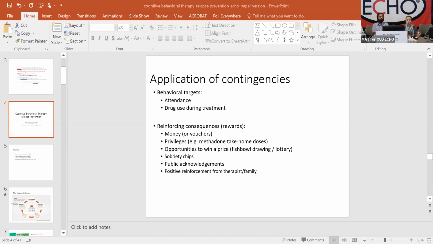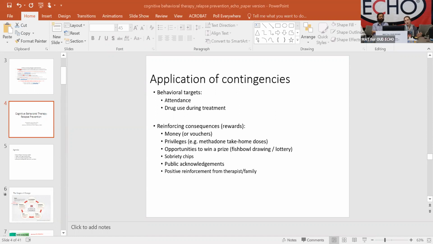So what would you like to target? Is it maybe coming to your appointments, or is it maybe avoiding use? And how could we sort of reinforce that? There are a bunch of different ways that you can do it in-house, as part of your overall program, or even something as simple as saying, I'm so glad you showed up today. That's great work. That's a reinforcer.